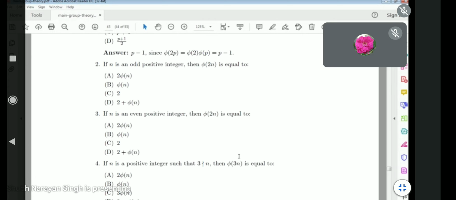Okay, I'll tell the trick. Suppose because n is an even positive integer, it means n has a factor, 2 is a factor of n.